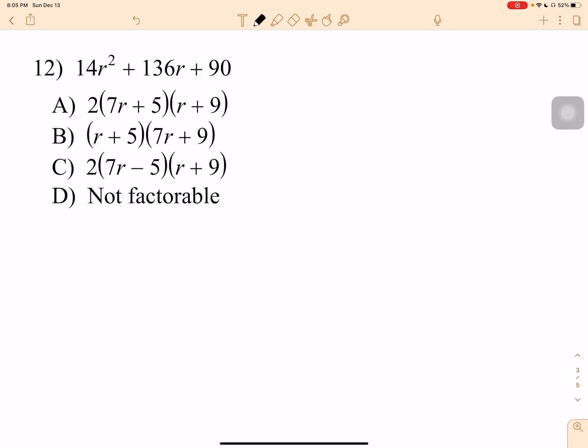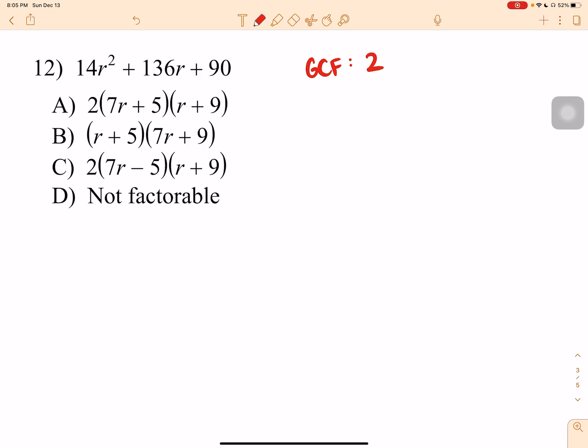So now I would try 2. It looks like everything's an even number. So 14 divided by 2 is 7, good. 136 divided by 2 is 68. 90 divided by 2 is 45. Okay, so my GCF here is a 2 so far.